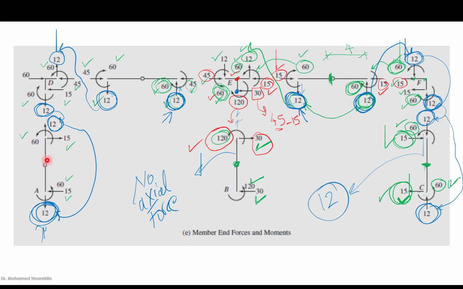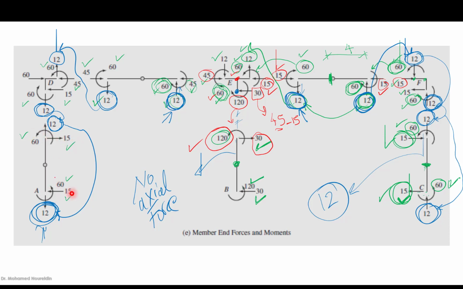And from taking the moment at this point of the internal hinge, we can say that 15 times 4 would equal 60. This means that we need to have 60 kilonewton meter, or a moment with magnitude of 60 at point A. Similarly, from the hint that we said, this 60 is going to be with the same sense and magnitude at the top of the column.